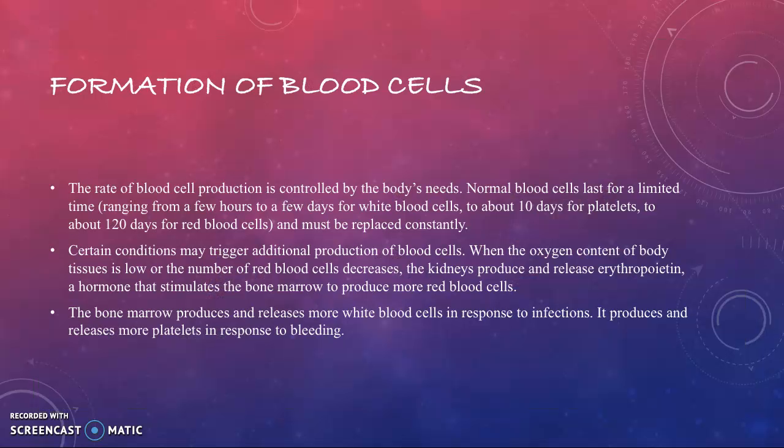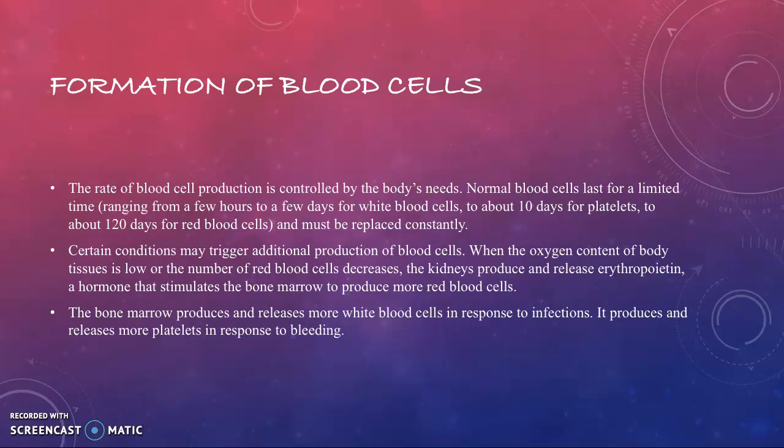Formation of blood cells. The rate of blood cell production is controlled by the body's needs. Normal blood cells last for a limited time, ranging from a few hours to a few days for white blood cells, to about 10 days for platelets, to about 120 days for red blood cells, and must be replaced constantly. And this is also something that is describing the origin of blood cells. And something I wasn't aware of.